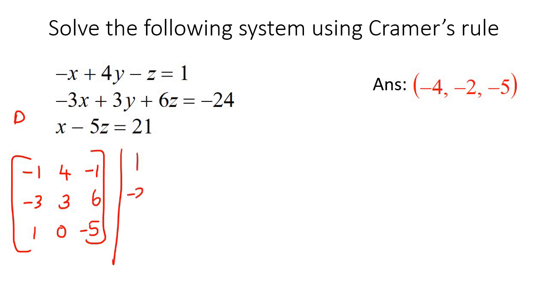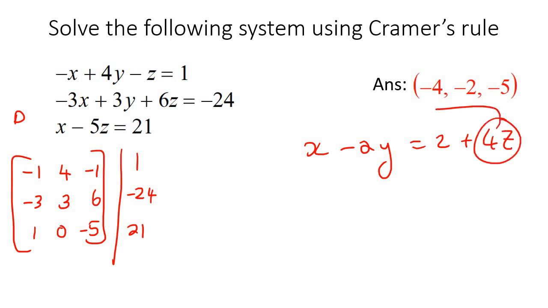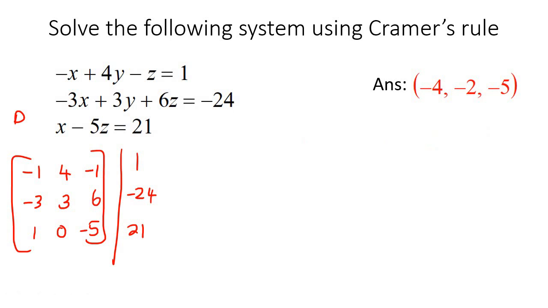So 1, -24, 21. It's very important that you first write your equations like this. For example, if one of them was like that, you would first need to take this z over to the other side. That's important. Right, so now we need to go do all this fun stuff of getting all the different derivatives.